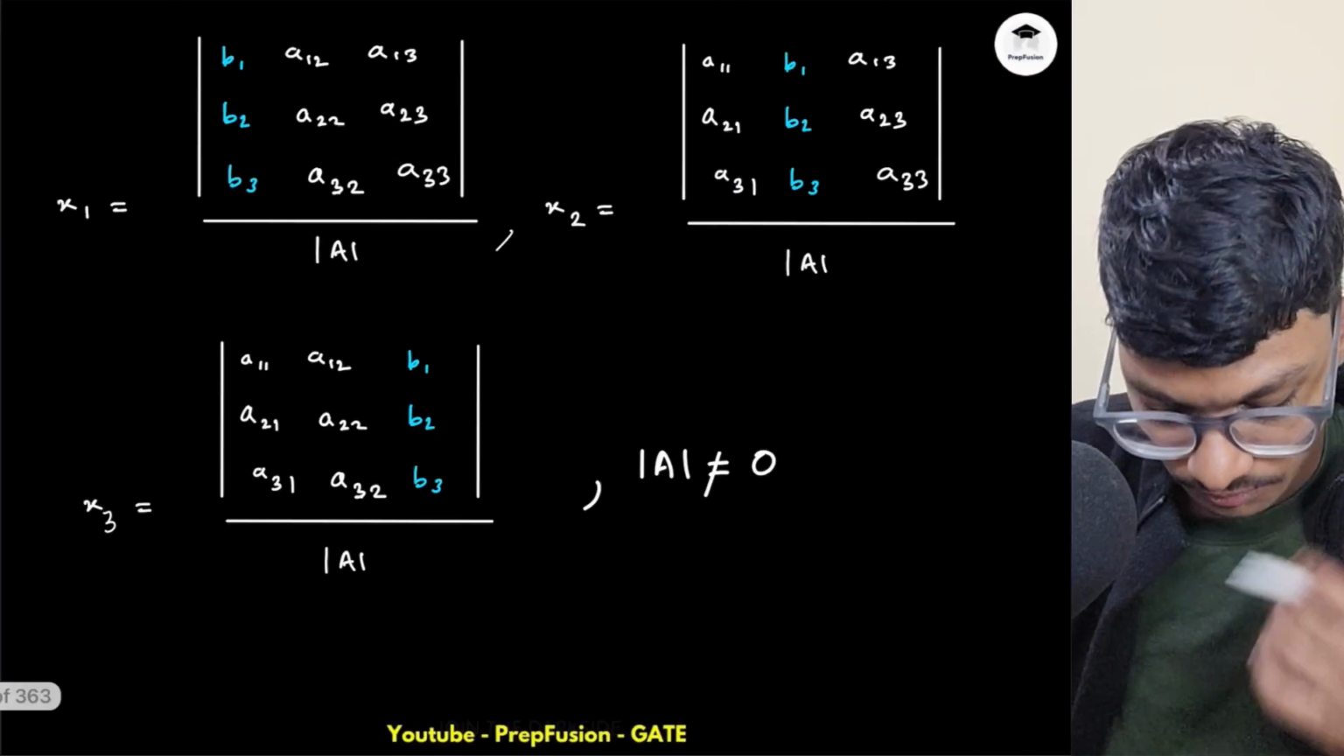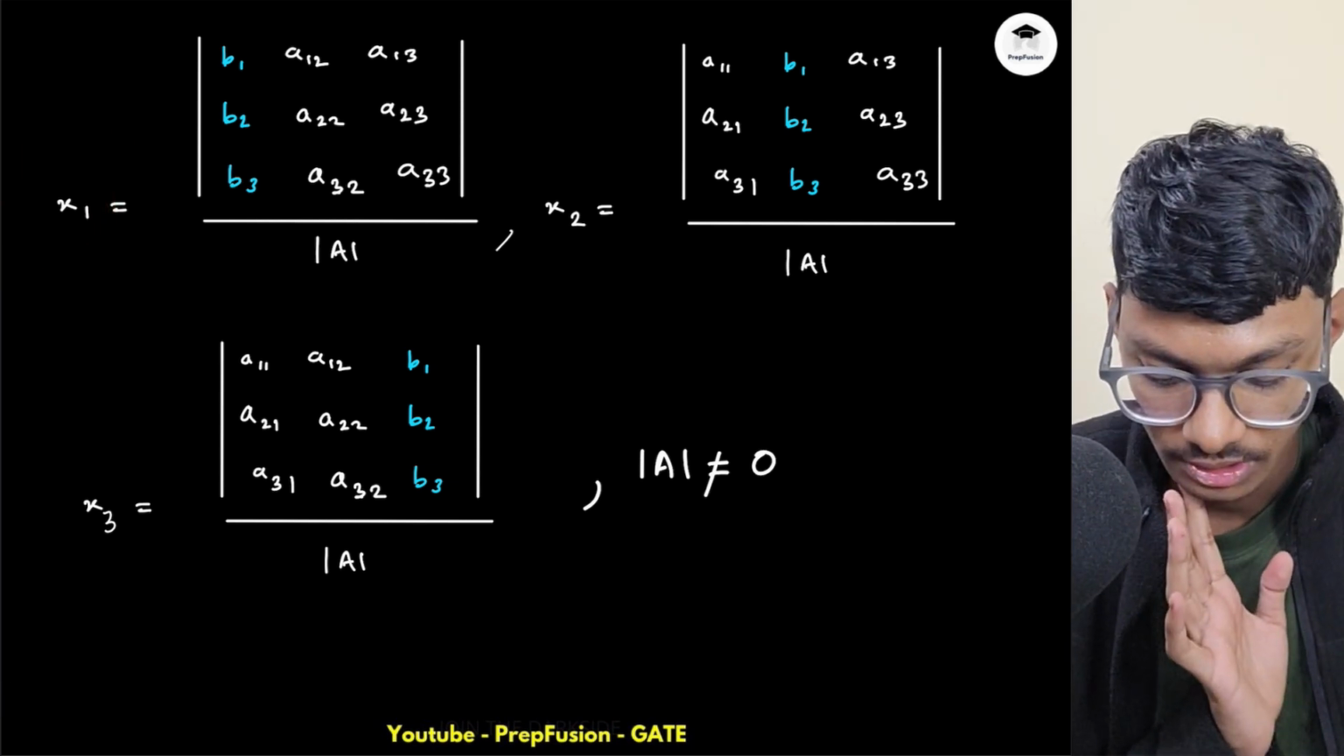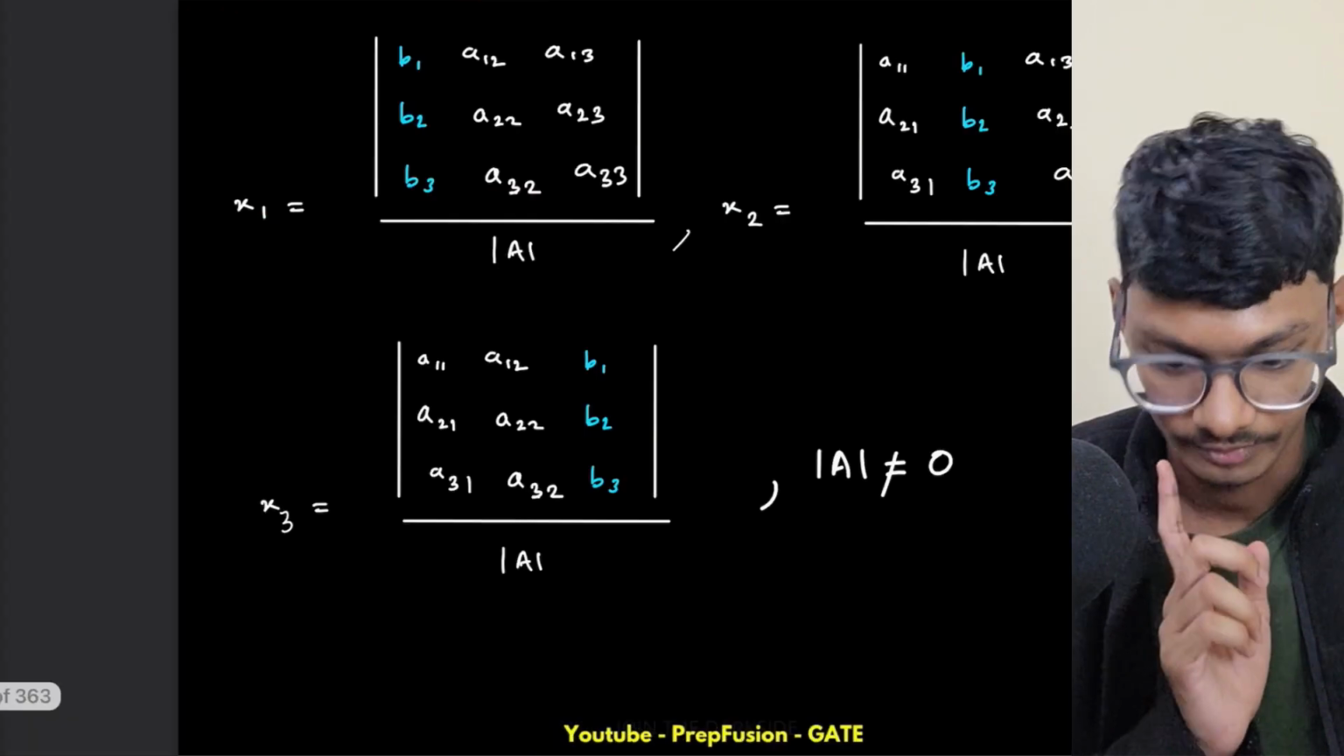Now what you do is solve. So what will be the value of x1? The value of x1 will be the determinant of this matrix divided by the determinant of A, the coefficient matrix.